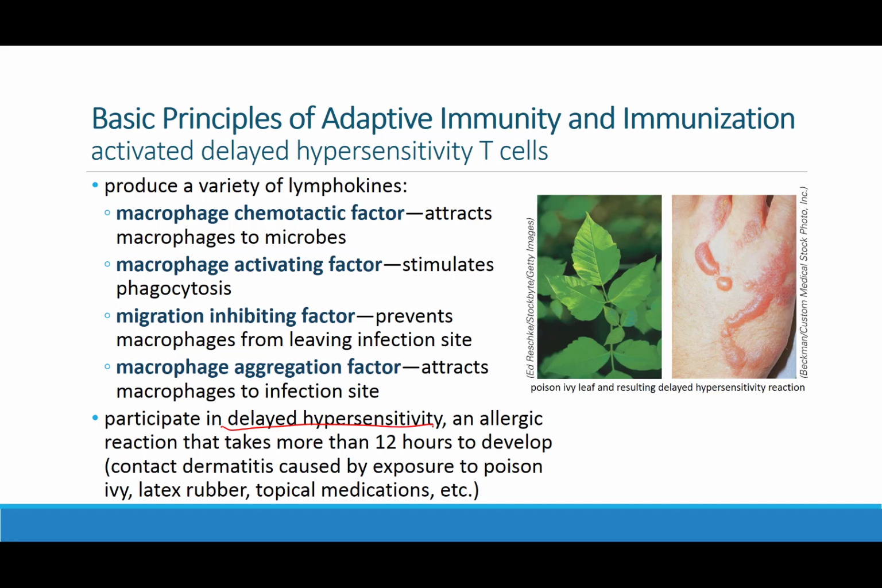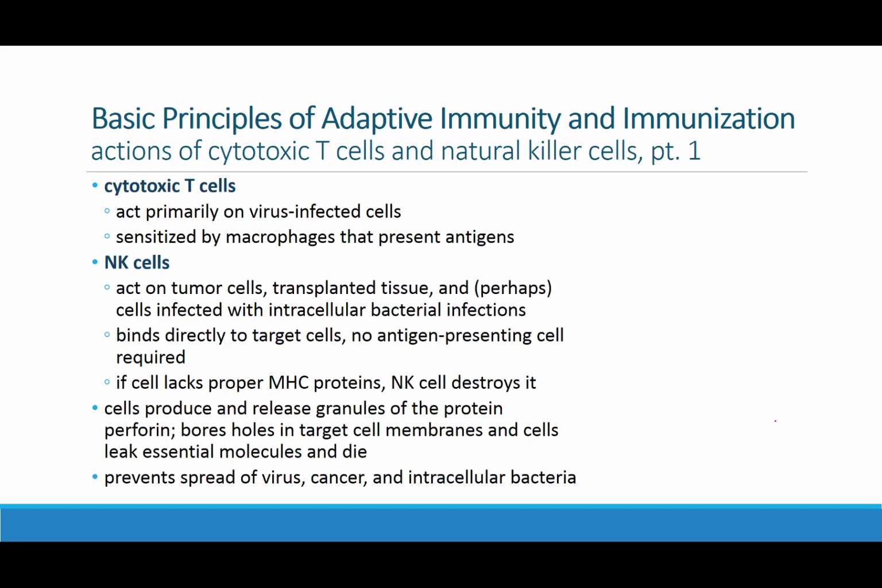So it takes at least 12 hours for a delayed hypersensitivity reaction to develop. But once it develops, it lasts for a while. For me, it's about a 2-week experience of this rash, like you see here on this person. I'm not sure if that's a toe or a hand. I think it's a foot. I think those are toes. And you can see where the poison ivy plant caused that reaction to happen. Okay, so that's delayed hypersensitivity T cells and their behaviors.